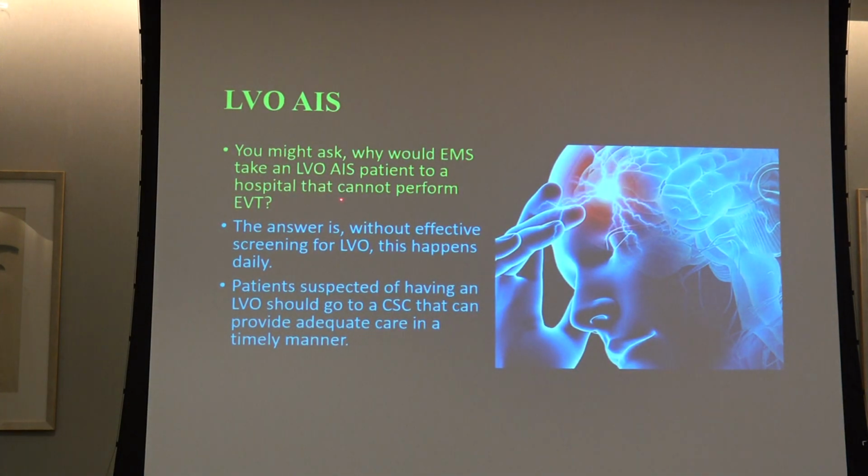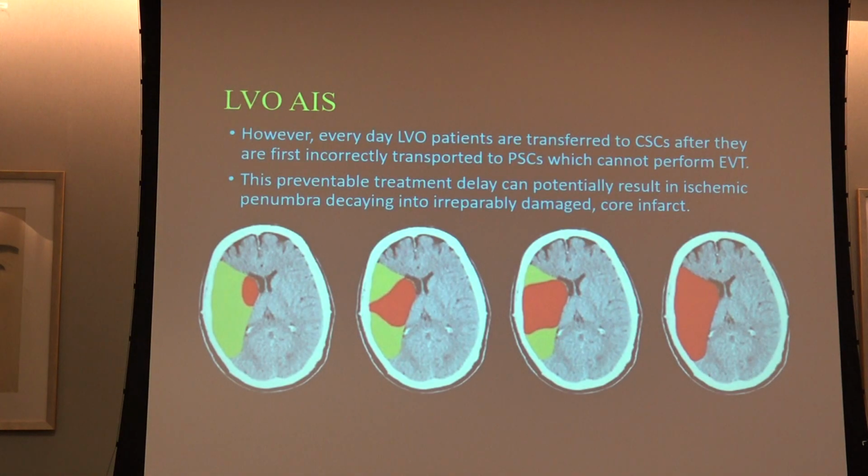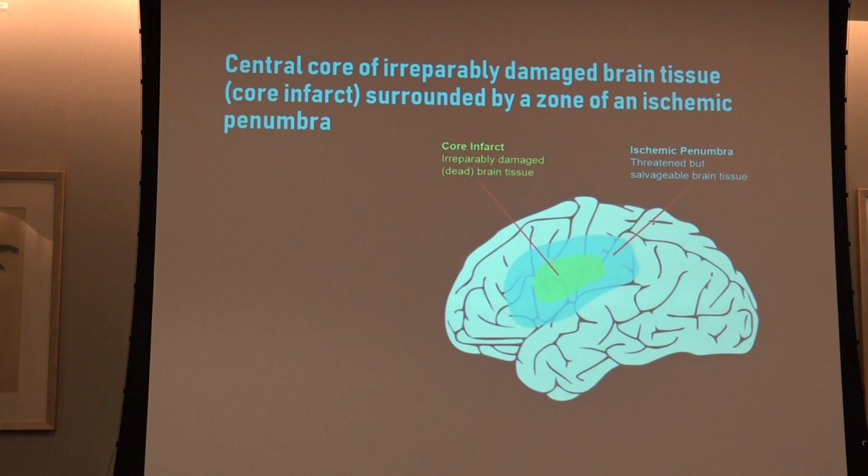And you might ask yourself, well, why would you go to a hospital that can't perform endovascular treatment? And sadly, that happens daily. But here's the problem. Look at this segment here in the green. This is penumbra, or salvageable brain. Over time, this becomes a core infarct, or irreversibly damaged brain tissue. Once we have a core infarct, we can't change this. This is a done deal. We need to intervene on the front end of this while we still have salvageable brain. And over time, as I said earlier, we lose this precious salvageable brain.